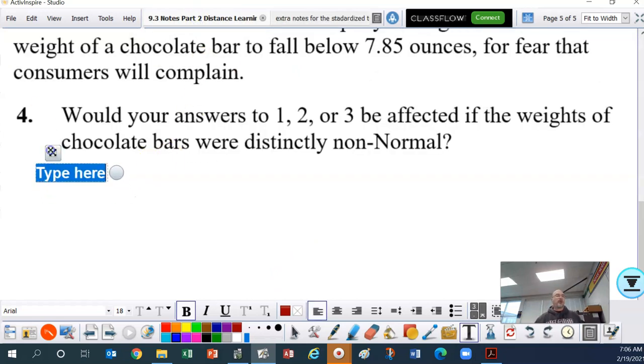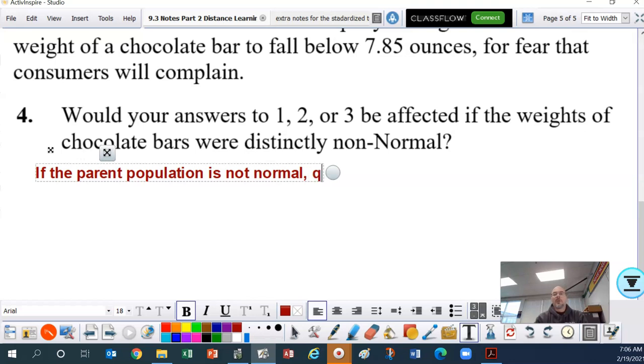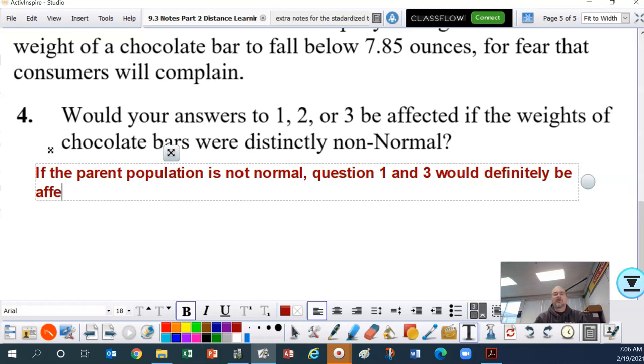Okay, so here we go. So I'm going to go ahead and do this. If the parent population is not normal, question 1 and 3 would definitely be affected. The sample size is too small.